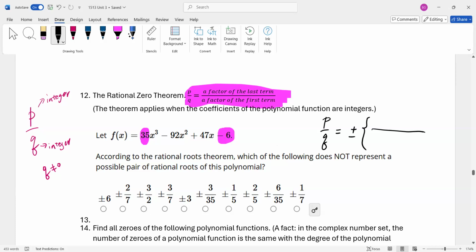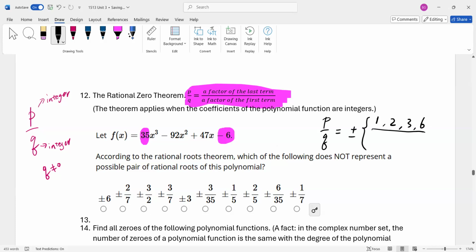So do not consider the sign. Just think about the absolute value. The absolute value of the last term is 6. Can we find all the factors for 6? 1, right? 1 is a factor of 6. 2 is a factor of 6. 3 is a factor of 6. 6 itself is also a factor of 6, right?